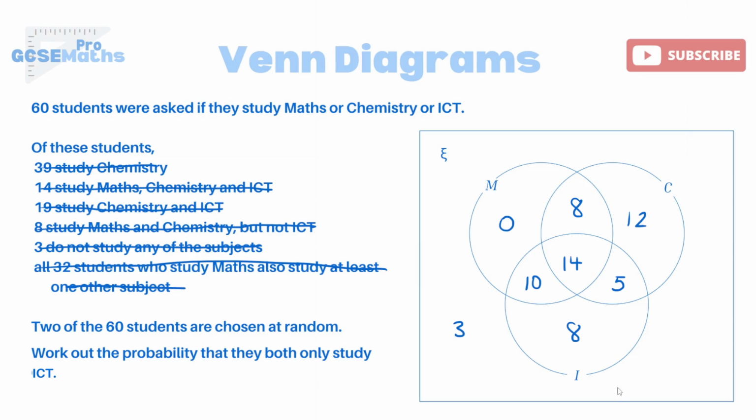Now all of the sections of my Venn diagram are complete. I can now actually focus on the probability. So we've got here 2 of the 60 students are chosen at random. Okay, so out of the whole Venn diagram, 2 of them are chosen. Work out the probability that they both only study ICT. So we're focusing on the ICT bubble here. So this is slightly different to the previous probability question that we had. There's no given that. We are saying that it's out of the whole Venn diagram, so our denominator is going to be the 60. But the difference is we now have 2 students.